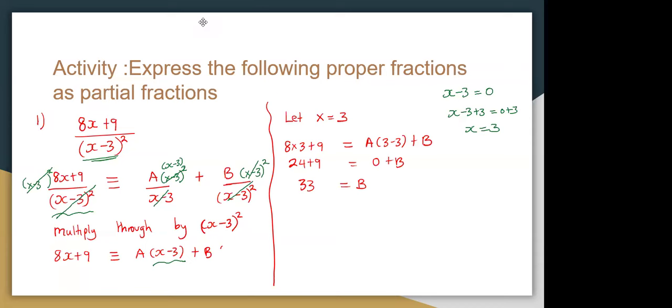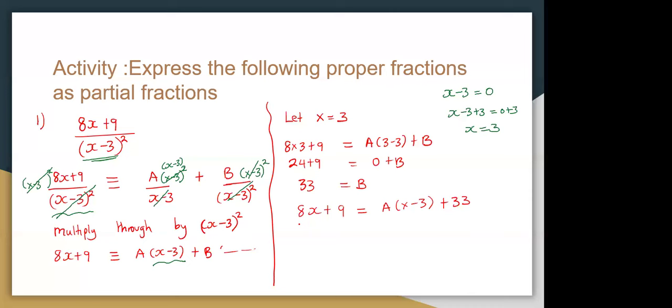Now, after obtaining the value of B, you're going to obtain the value of A. You can use this equation that we have formed. So I can come here and say 8x + 9 will equal A into (x - 3), but my B, I have obtained it as 33. Once you reach this point, please always feel free to use any value of x of your choice.